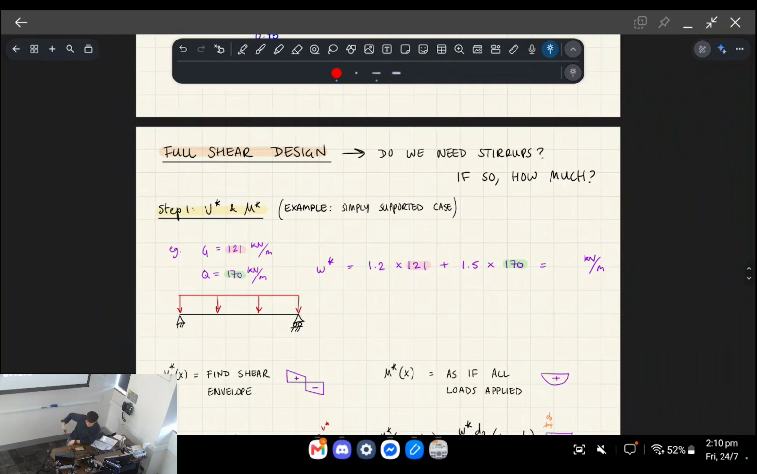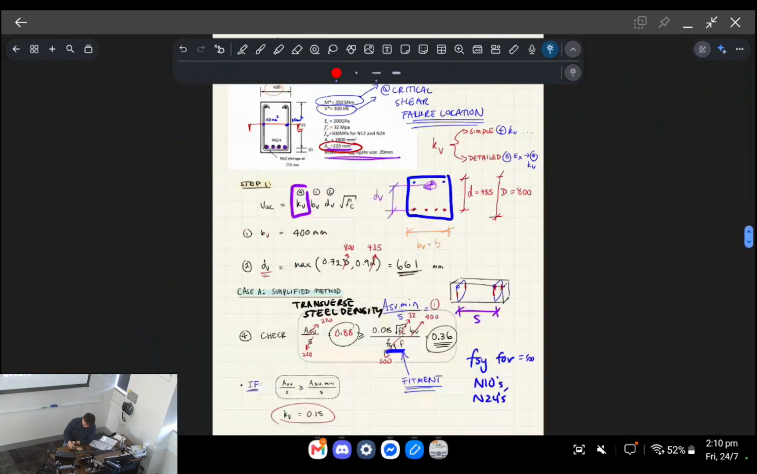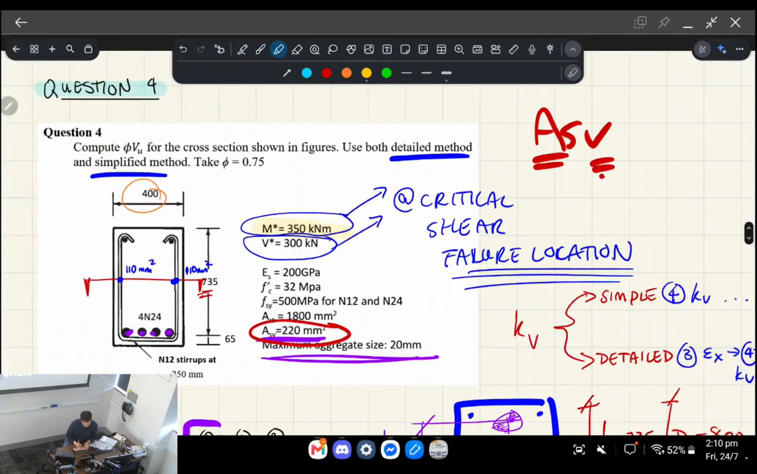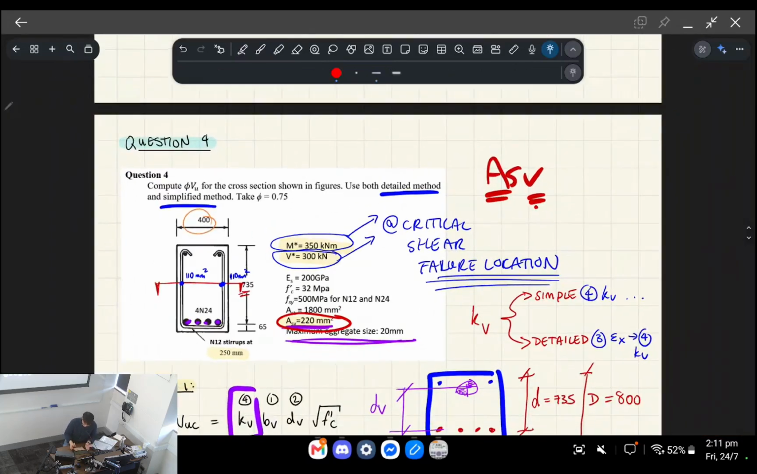So if you remember from the first question, they told you quite a few things, right? I'm gonna highlight them. They told you the bending moment that we're gonna design for, and they told you the shear that we're gonna design for, right? The other thing that they told you, which you're not always given, is the amount of steel as well as the spacing. Okay, so in this question, what you'll find is we don't know what this is right off the bat, and we don't know what this is. So we're gonna go through some steps to do a full shear design, all right?